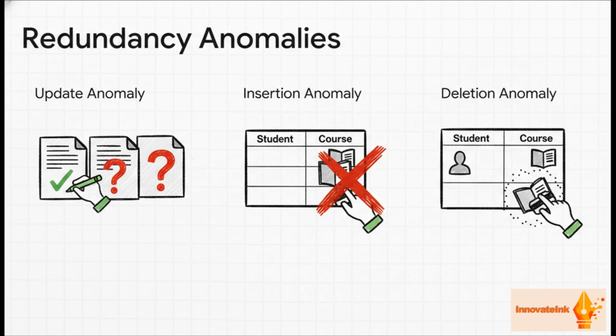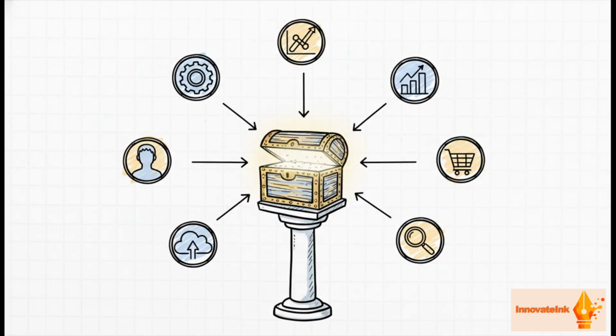It's a mess. So the solution, the guiding principle of good design, is this. Every single piece of information gets one and only one home. The student's address lives in one spot, the course name lives in one spot. This creates what's known as a single source of truth.